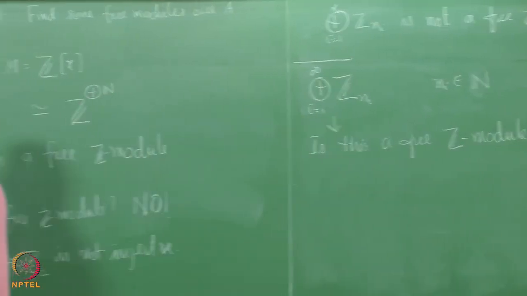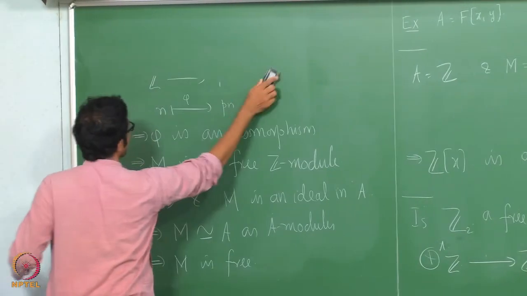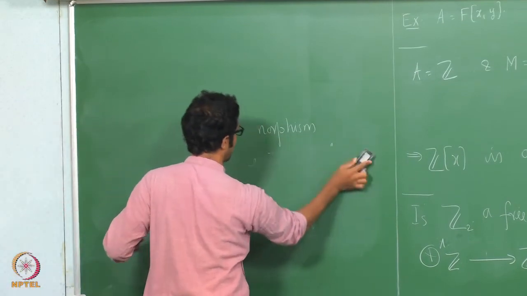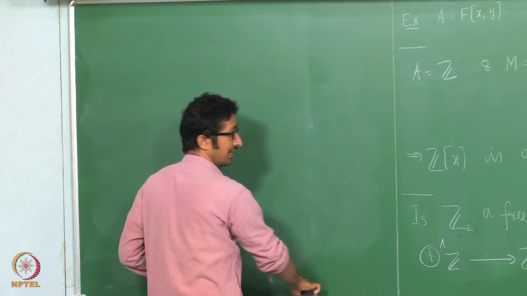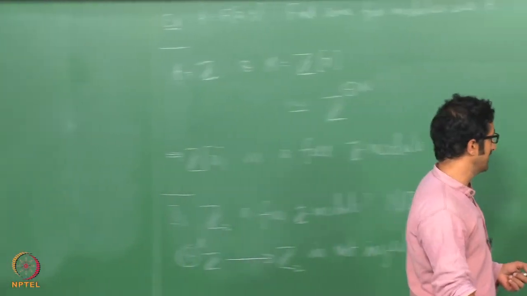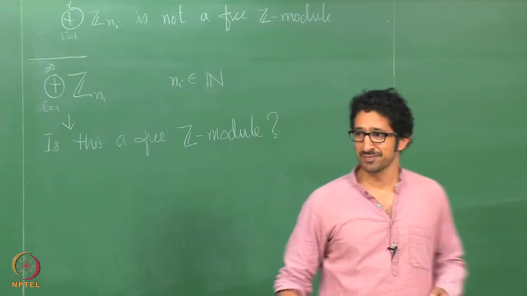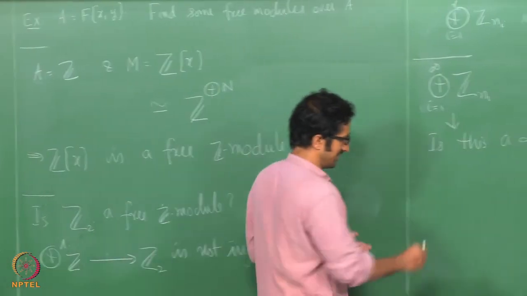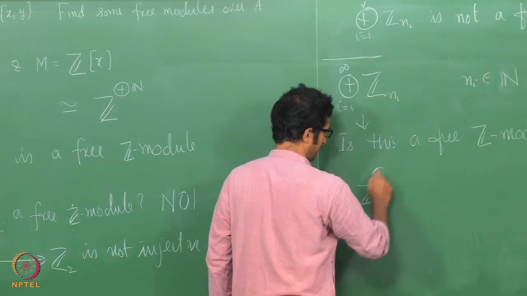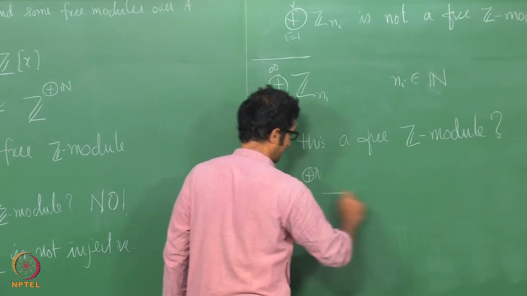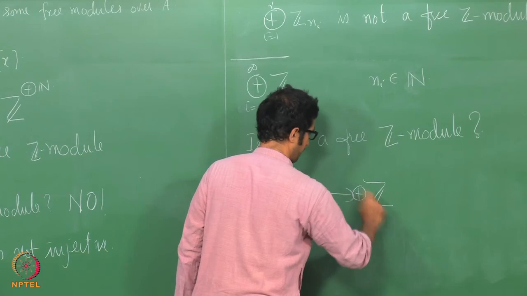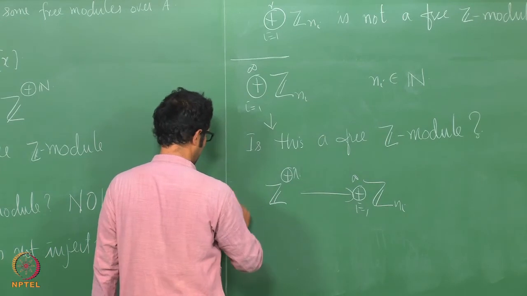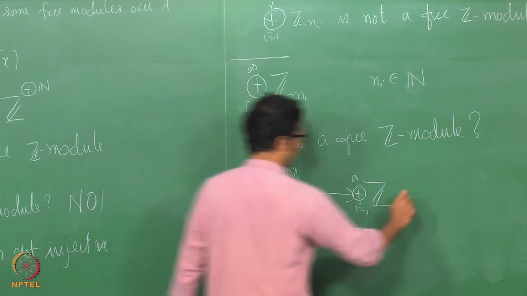Okay, think about this. Why can it not be? Let me reveal the answer. It cannot be a free Z module. Now think about why. The question is whether we have an isomorphism like this. Does there exist an isomorphism?